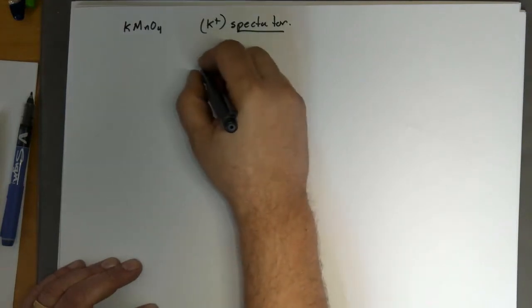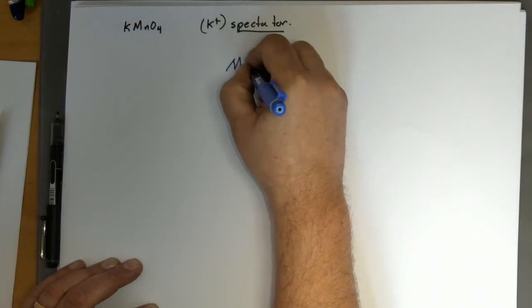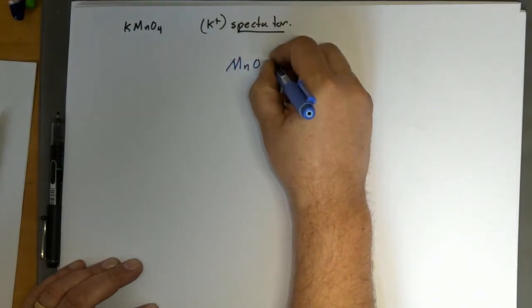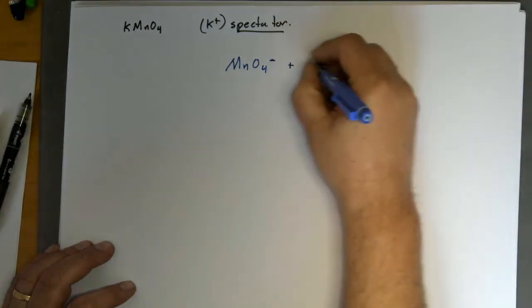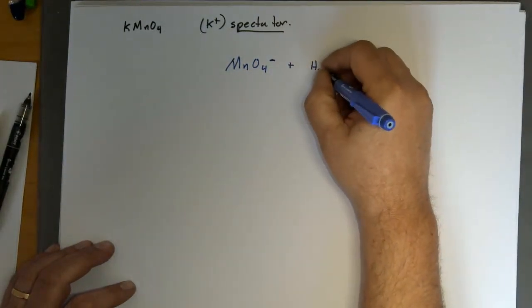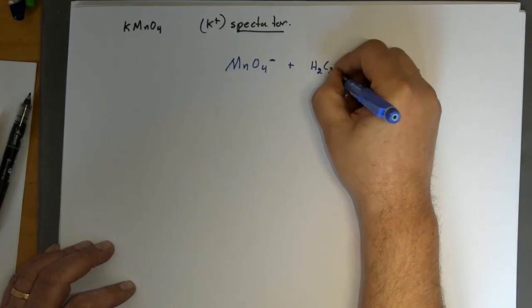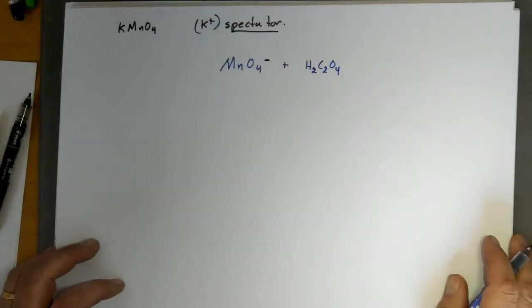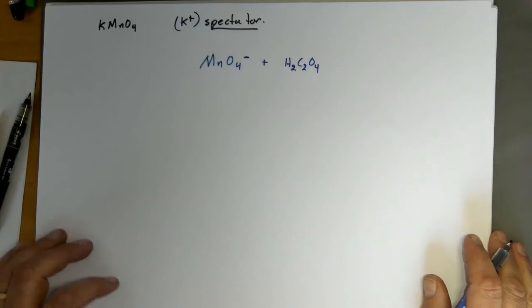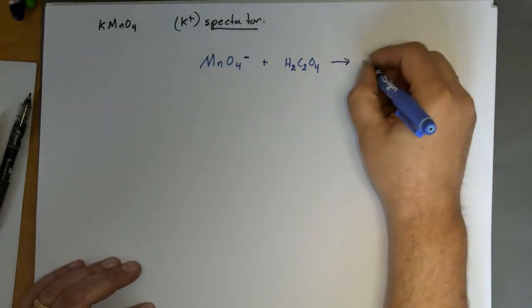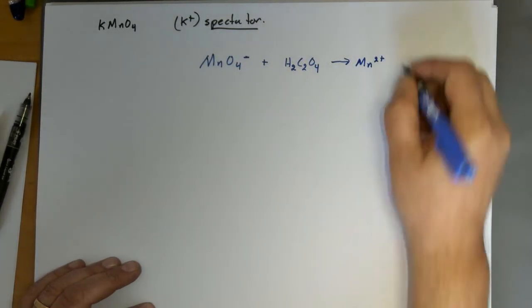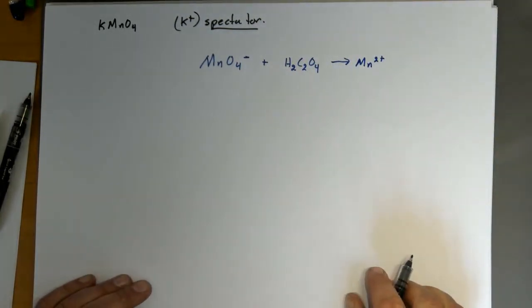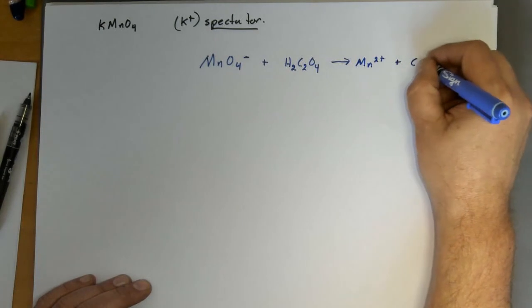So we're going to only regard the ion MnO4 minus. And we're going to react it with H2C2O4, which is oxalic acid. And it reacts to form manganese 2 plus ions plus carbon dioxide.